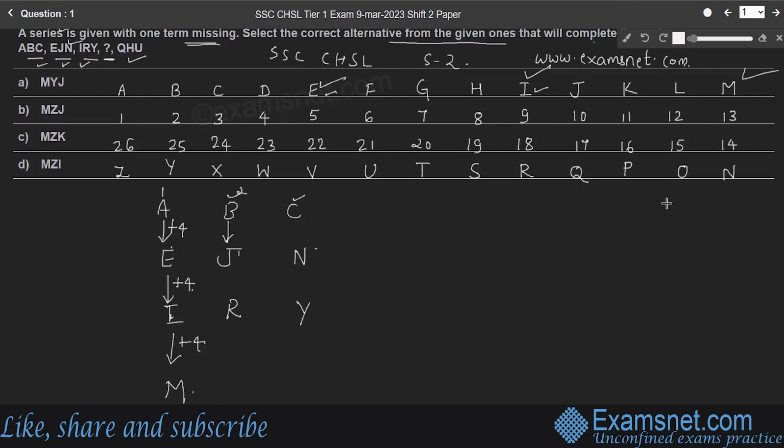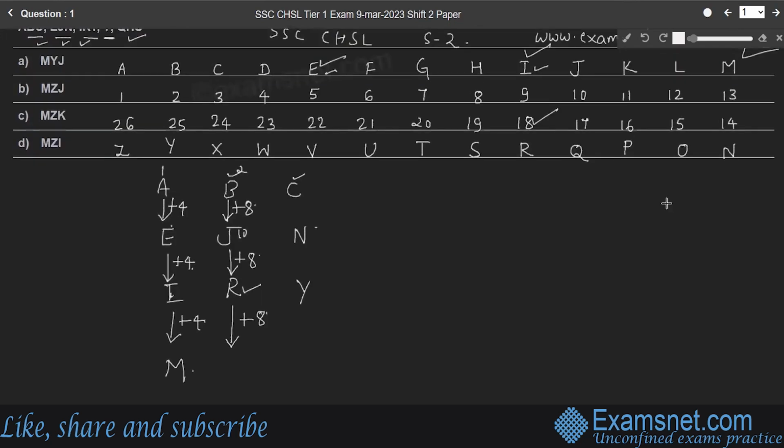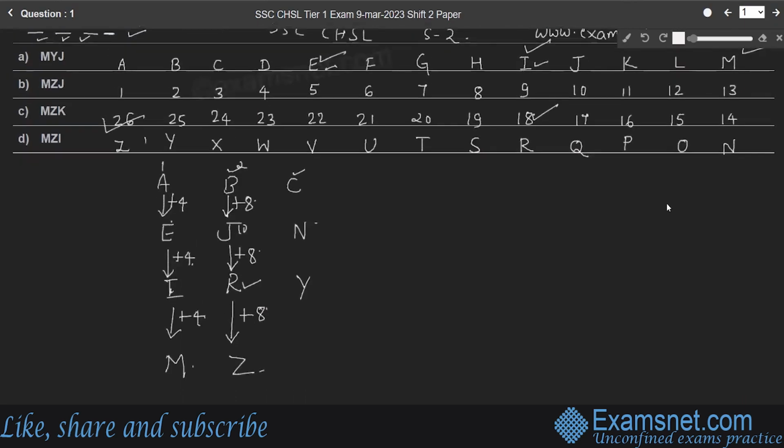B is 2, J is 10. Therefore, B plus 8. We need to add 8 to the second letter. In the third cluster, R is the second letter. The positional value of R is 18. Therefore, J plus 8 is R. To get the second letter in the fourth cluster, we need to add 8 to R. Since R is 18, 18 plus 8 is 26, which is nothing but Z. Therefore, MZ.